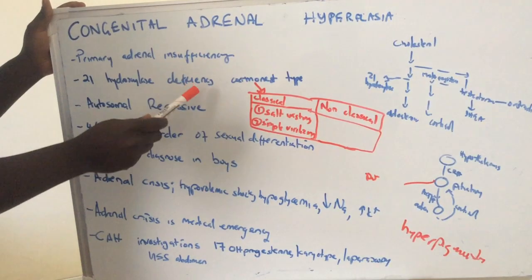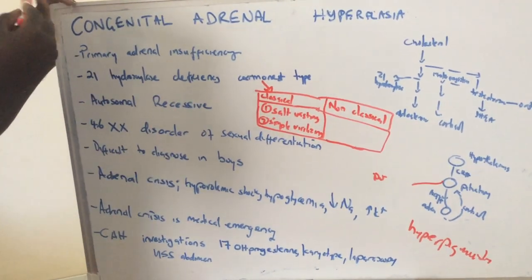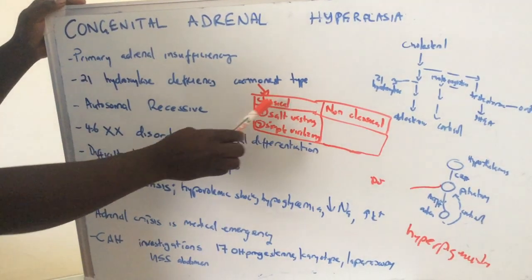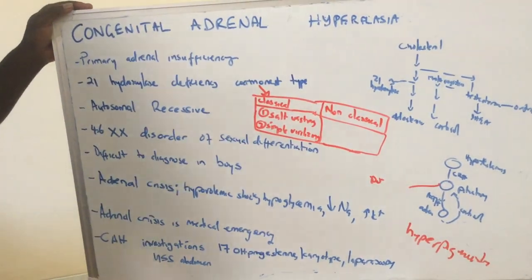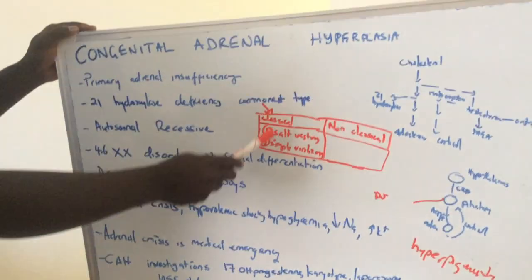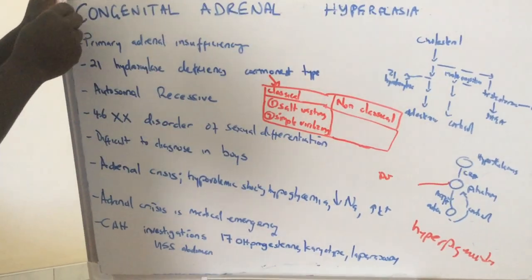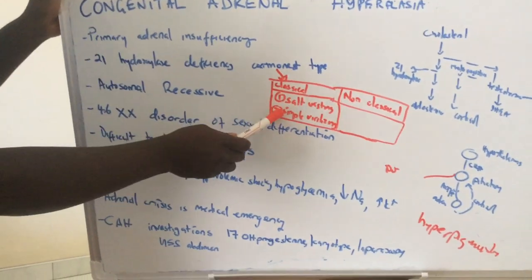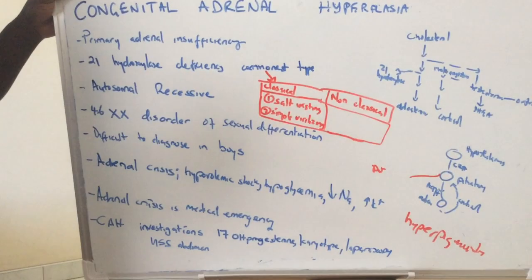21-hydroxylase deficiency, the commonest type, has got two types. There's the classical and the non-classical type. The classical type usually presents within the first few weeks of life, and the non-classical type presents after 2 years of age. The classical type can be salt wasting, which means that there will be decreased production of aldosterone, or it can be just simple virilizing where the sodium is not affected.